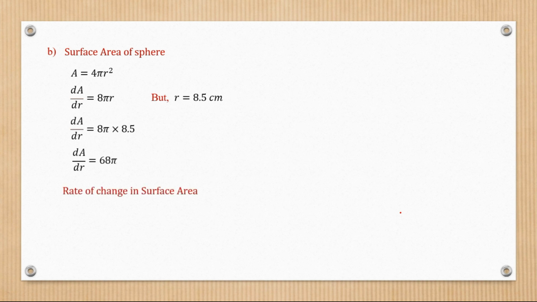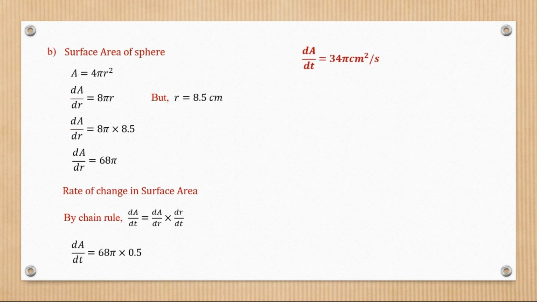Now to find the rate of change in surface area, I know that dA/dt shall be equal to dA/dr times dr/dt. So I'll have dA/dt being equal to 68π times 0.5, which shall give me 34π centimeters squared per second, and that is the answer.